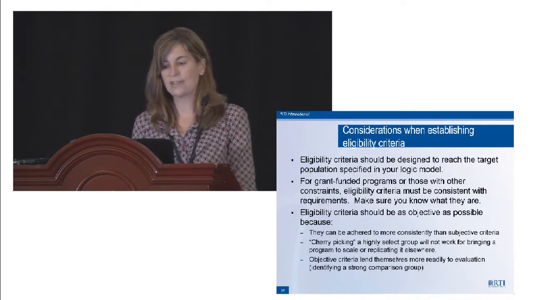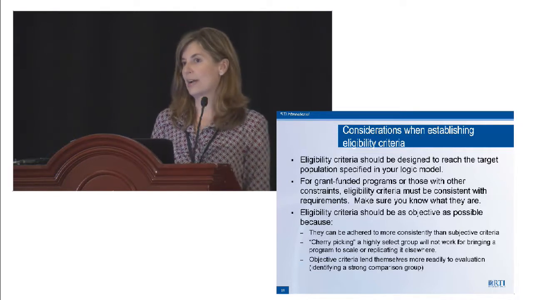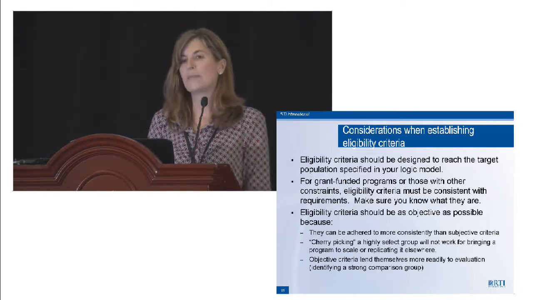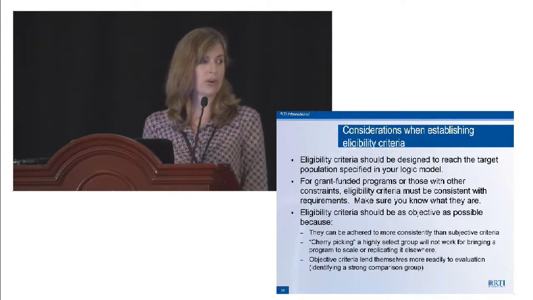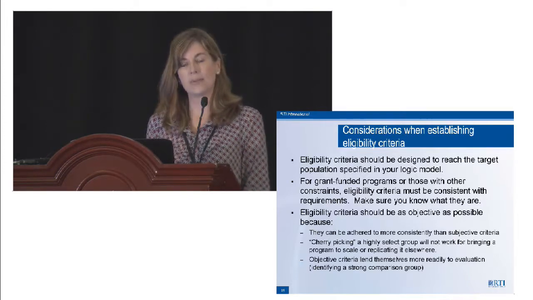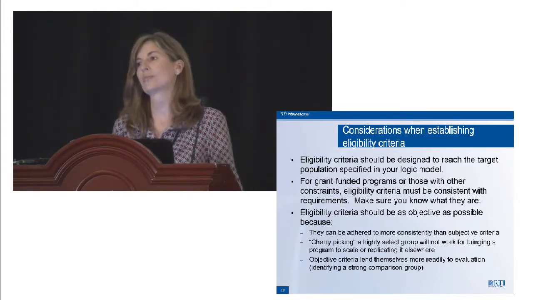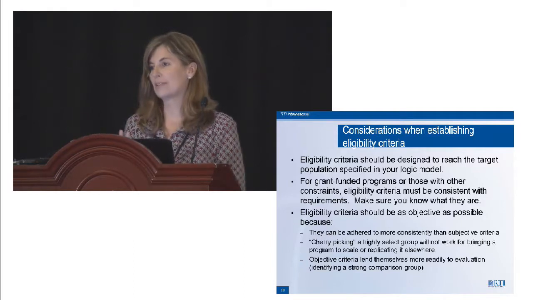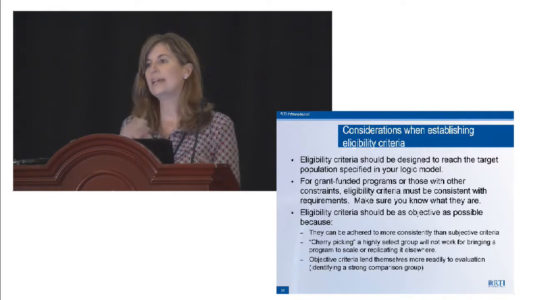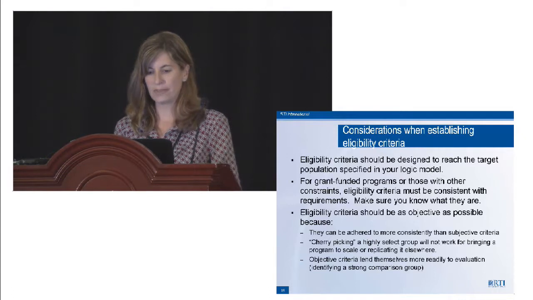Secondly, for grant-funded programs or those who have other external constraints, you want to make sure that your eligibility criteria are consistent with any requirements that are imposed upon you. So make sure you understand what those requirements are, and especially understanding them early in the process is really critical so that you don't end up having to change your eligibility criteria after you've already implemented your program.